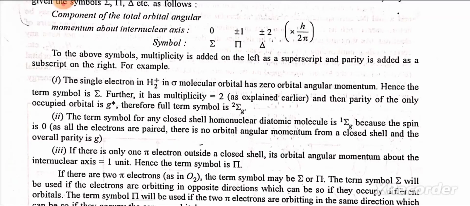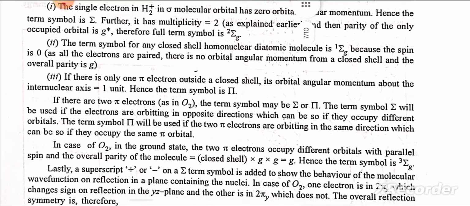The term symbol for any closed shell homonuclear diatomic molecule is 1 sigma g because the spin is 0. As all the electrons are paired, there is no orbital angular momentum from a closed shell and the overall parity is g. If there is only one pi electron outside a closed shell, its orbital angular momentum about the internuclear axis is equal to 1 unit, hence the term symbol is pi. If there are two pi electrons as in O2, the term symbol may be sigma or delta.